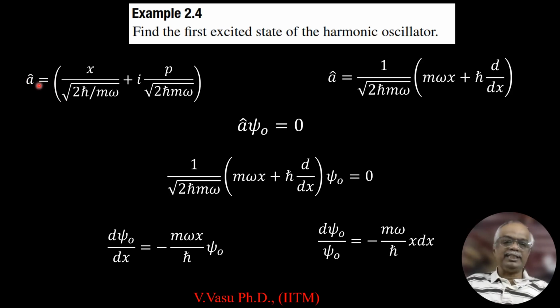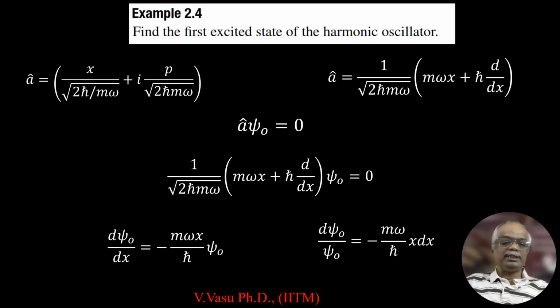By definition, the annihilation operator is equal to x divided by the square root of 2 h-bar over m omega, which is a dimensionless quantity, plus i p divided by the square root of 2 h-bar m omega. This is also a dimensionless quantity.